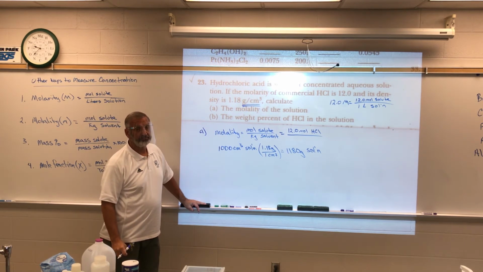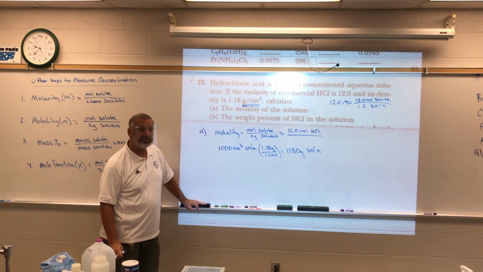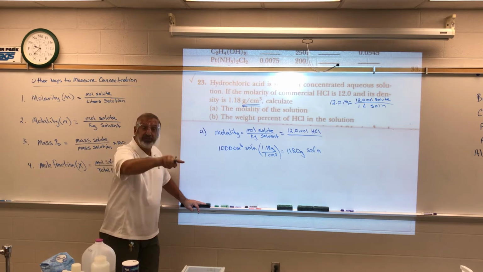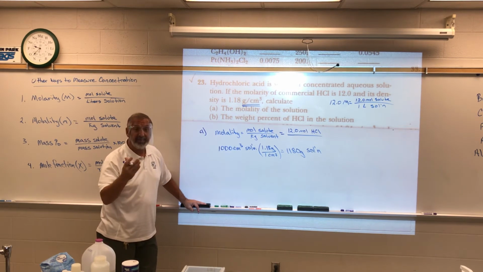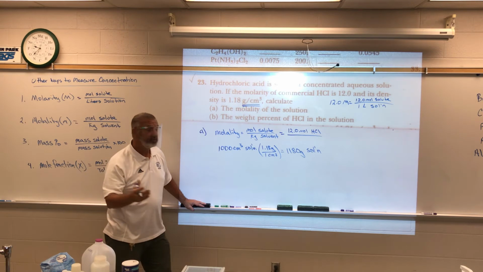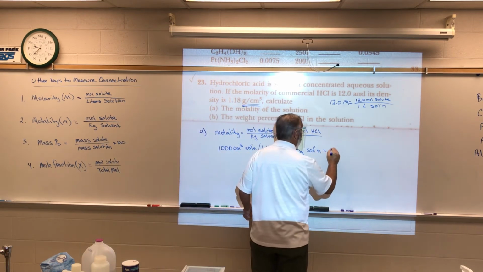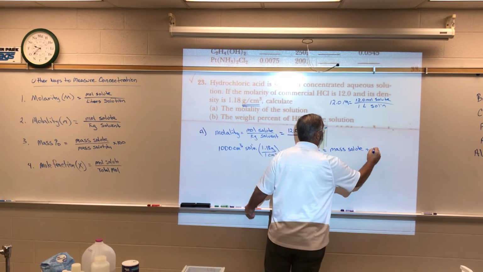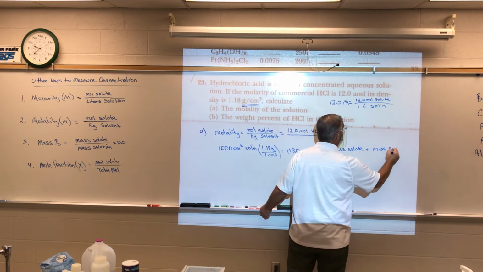Right? But what do we need? The solvent. So what's the solution made up of? 2 things: the solute and the solvent. We need the mass of the solvent. The mass of solution is equal to the mass of solute plus the mass of solvent.